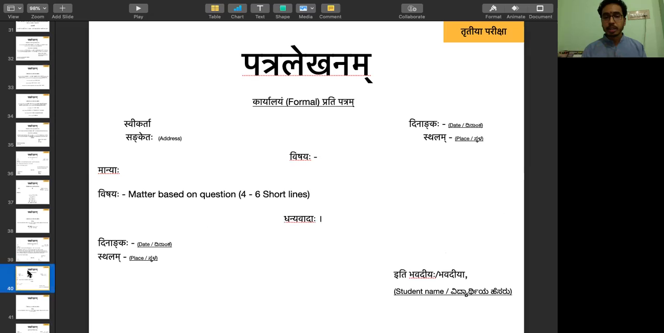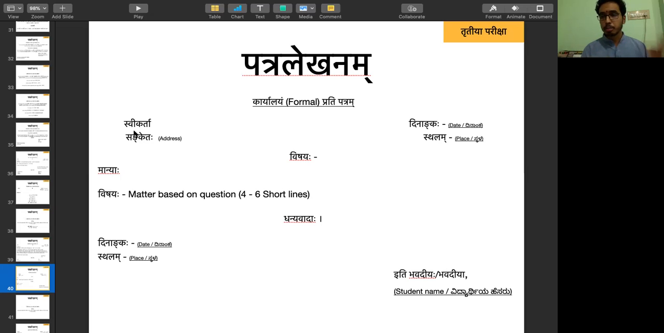The final type of letter is Karyalayam Pratipatram. That is, if you're writing it to some office, to some officer, to some institution, like if you're writing, I want admission into your college, I want some book in your library. So if you're writing it to such official people, your teachers is separate. Officially, if you want to write some letter, then this is the format. Svikarta, that is the receiver, Sanketaha. The receiver's address will be here. So first you'll write his name. If you know his name, write his name, or else write Svikarta only. Svikarta, below that you write his address.